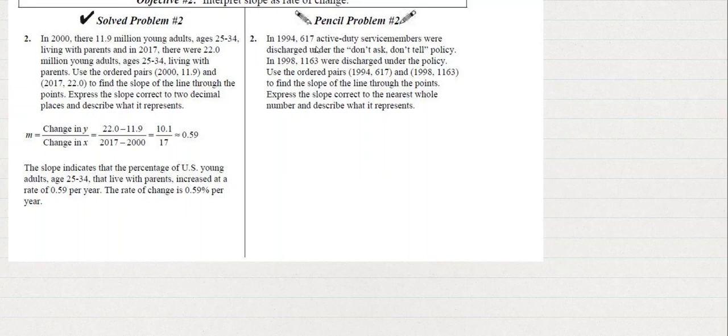So in 1994, there were 617 active duty servicemen who were discharged under the Don't Ask, Don't Tell policy. Let me write these down. So 1994, there were 617. And then in 1998, we have an increase, 1,163. And use these ordered pairs: 1994, 617. So when the year is 1994, the number of service members is 617. And then in the year 1998, it's 1163.